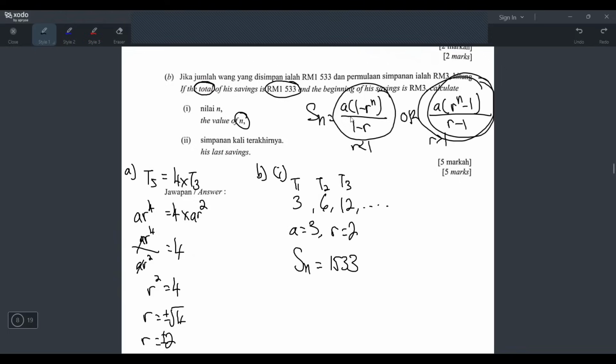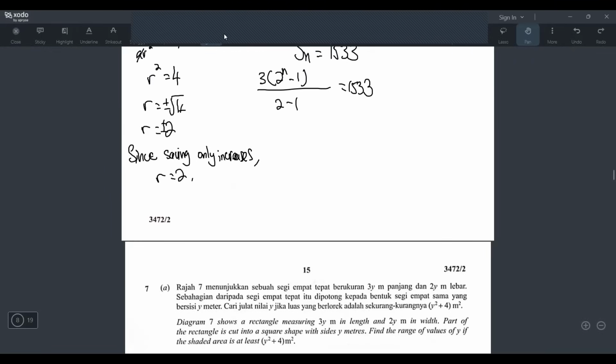Because your R is smaller than 1, then you take 1 minus R. Okay, alright, so this R is 2. So I must use this one. So it will be 2 minus 1 at the bottom. Then the top will be A, which is 3, R power n, so 2 power n minus 1 equals to 1533. Okay, let's solve this. 2 power n minus 1 equals to 1533.